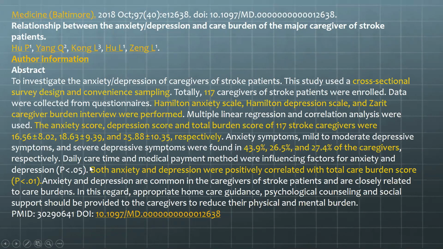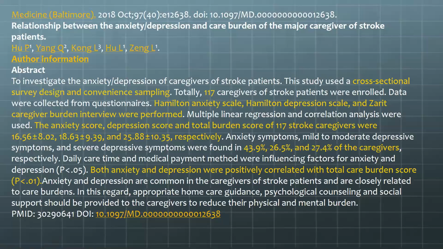But then in the end, they looked at how daily care time and medical payment methods influence anxiety and depression. And they are talking about a correlation, not a causal study, looking at these relationships and the significance of them. So they make a conclusion then that anxiety and depression are common and related to care burdens. And so then they make a recommendation based on their finding of the occurrence of these concepts.